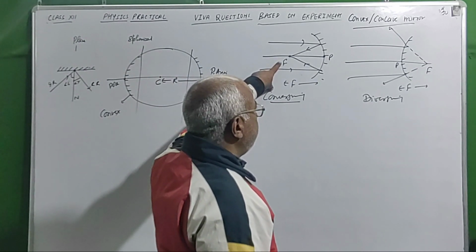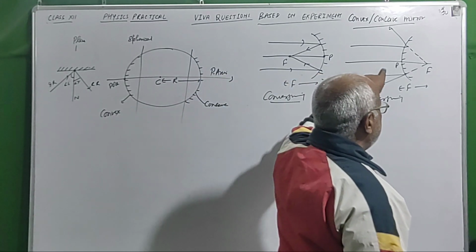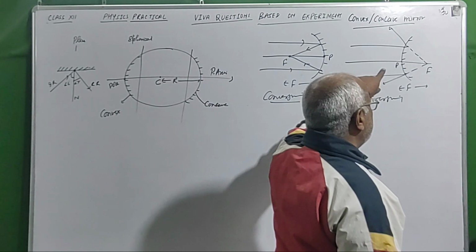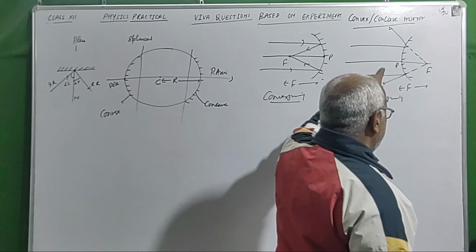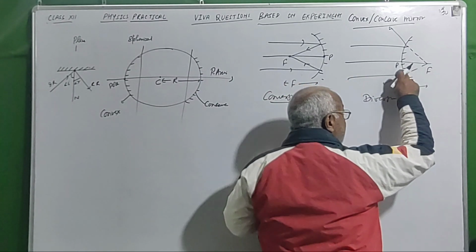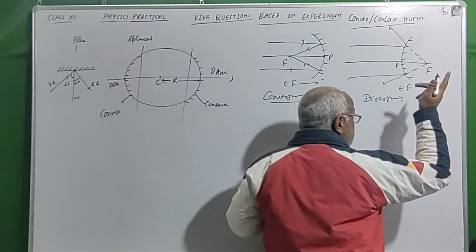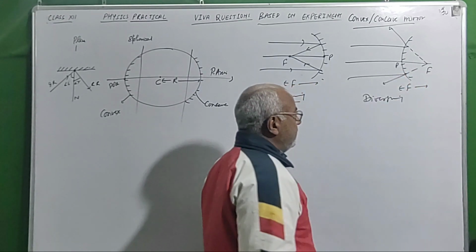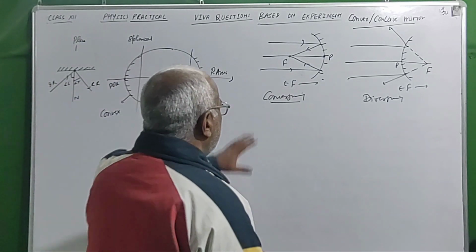Individually, we can use a concave mirror to find the focal length, but it is impossible to find the focal length of a convex mirror by itself. We have to take the help of a convex lens whose focal length is much more than the radius of curvature of the spherical mirror. Right? Okay.